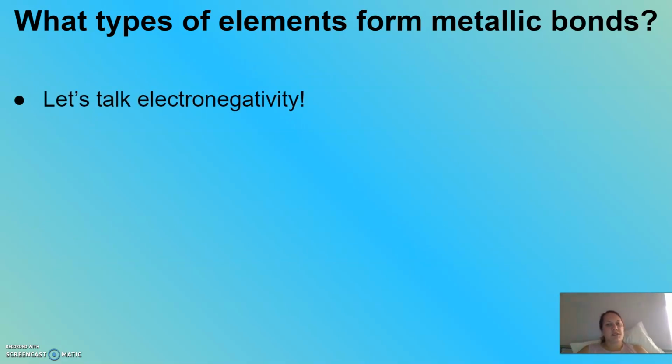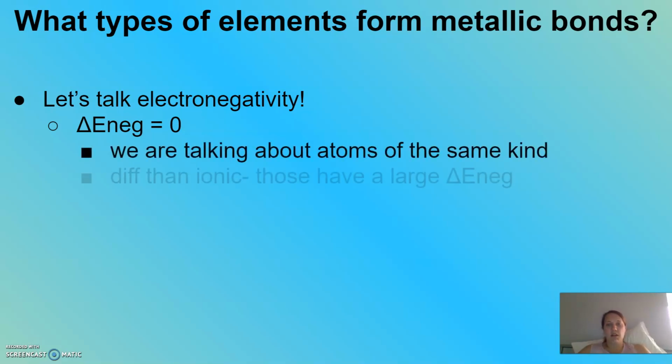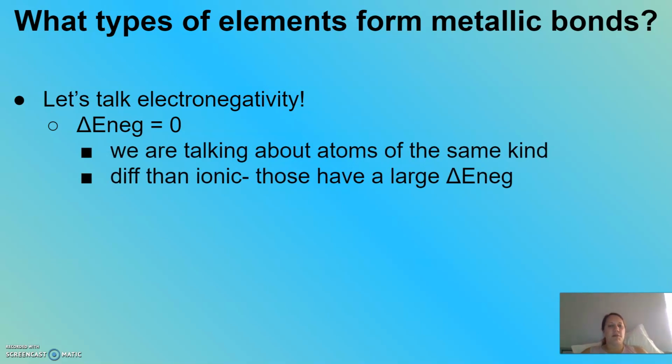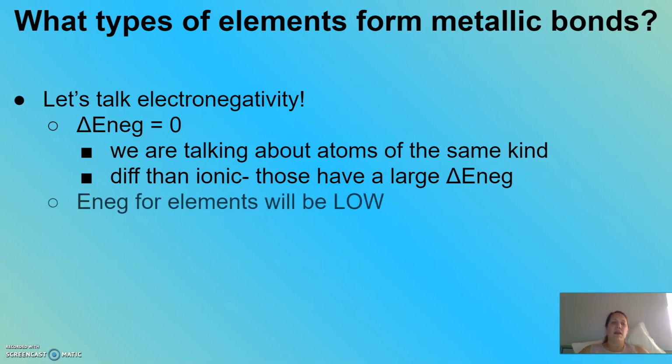So let's talk electronegativity. So thinking about metals and the fact that we're talking about atoms of the same kind, the change in electronegativity from atom to atom would be 0 because they're the same element being bonded together. Okay. And this is different than ionic substances because if you think about ionic substances, the difference in electronegativity of the elements involved would be large because, again, metals have a low electronegativity, nonmetals have a high, so the difference between the high and the low is a large difference in electronegativity. And in metallic bonds, we're basically saying the change in electronegativity from element or atom to atom is 0 because we're talking about atoms of the same kind.